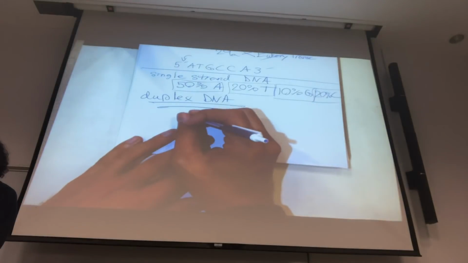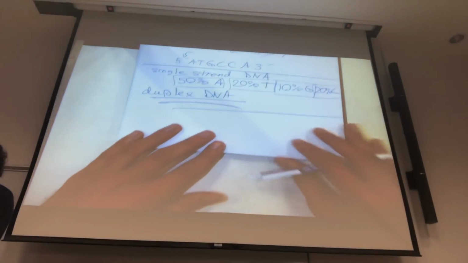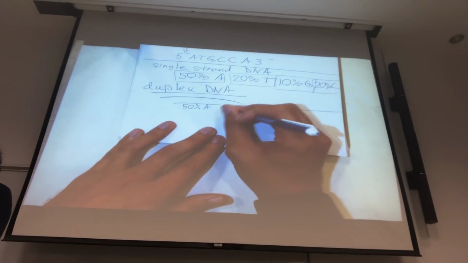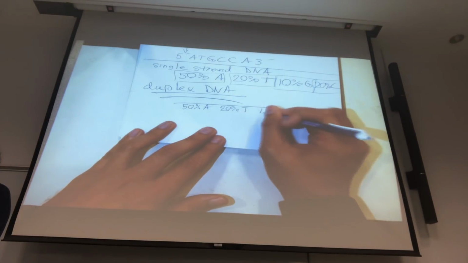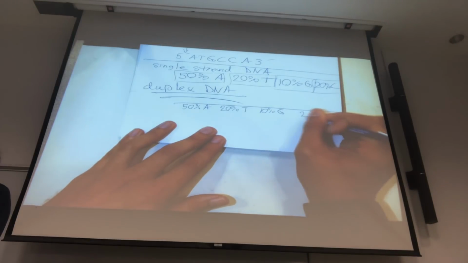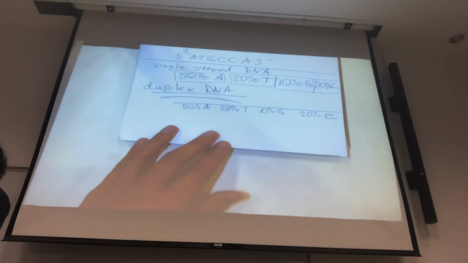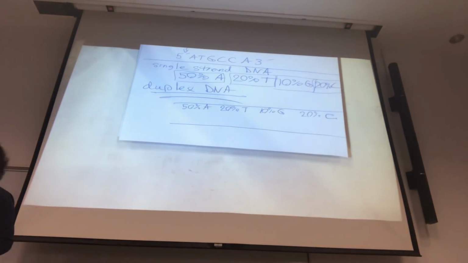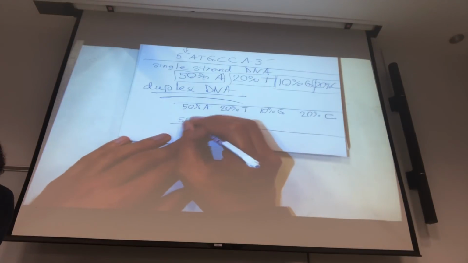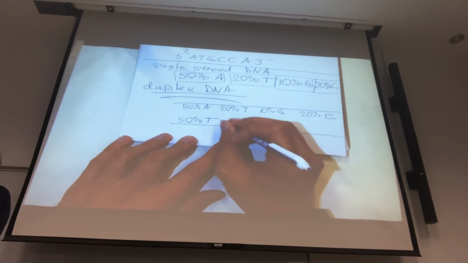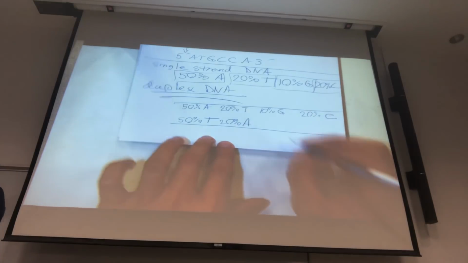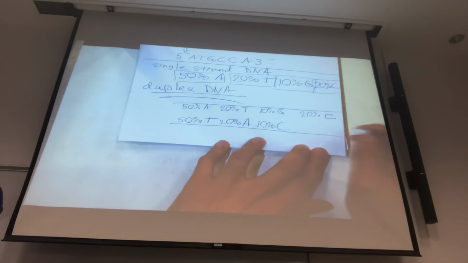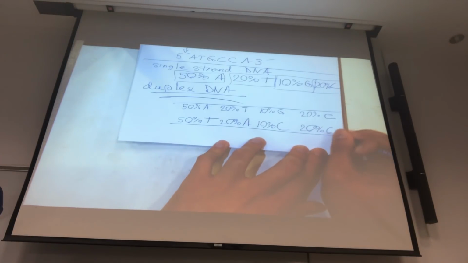So, single-stranded DNA, I'm going to draw, 50% A, 20% T, 10% G, 20% C, okay? The other strand of DNA then, you can conclude the following. If the first strand is 50% A, this is going to be 50% what? T is good. This is 20% A, because of base pairing rules. This is going to be 10% C's, and this is going to be 20% G's.